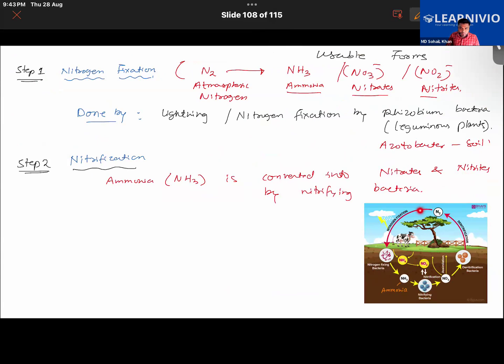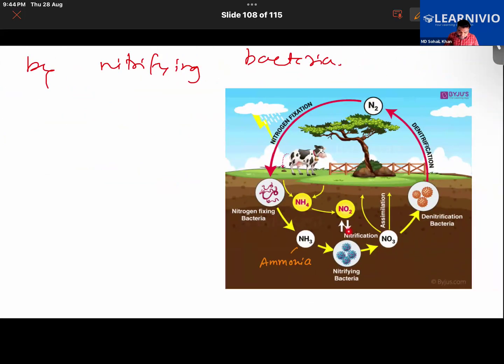Sir, in the image, why are there two arrows, one up to NO2, to nitrates? Can you zoom in on the picture? Yeah, hold on. Why are there two arrows? See, I think this upward arrow is showing that this nitrate is now being taken up by the plant. Getting it? That is what is being said.